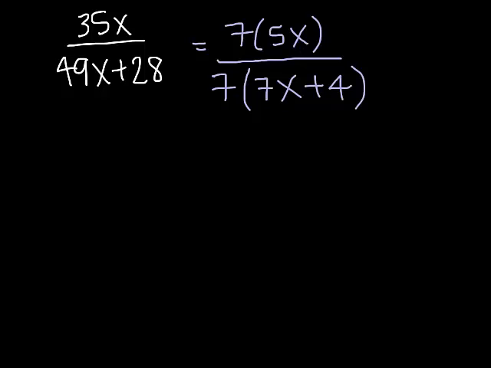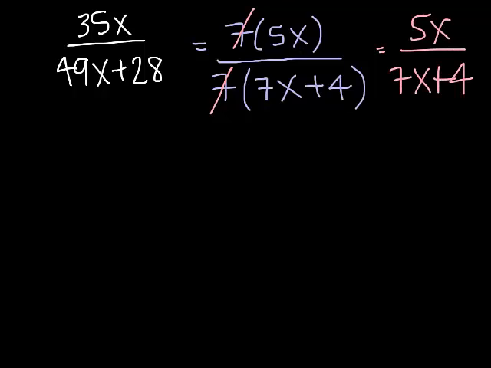You might have heard your math teacher last year calling that factoring out the greatest common factor. Now you can see that there's a 7 in the top and a 7 in the bottom, both of which I can cancel out. So I can get rid of this 7 and this 7 as well. And now my simplification is 5x over 7x plus 4.